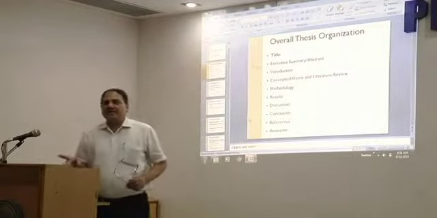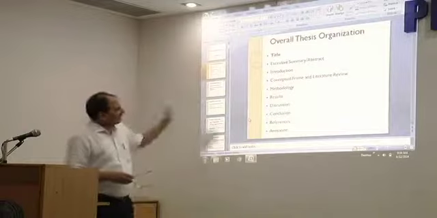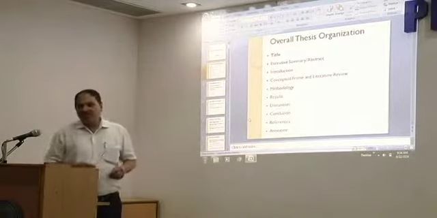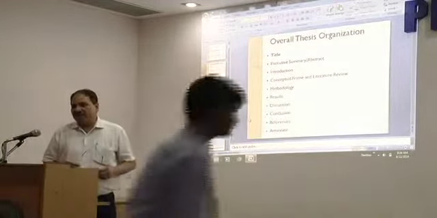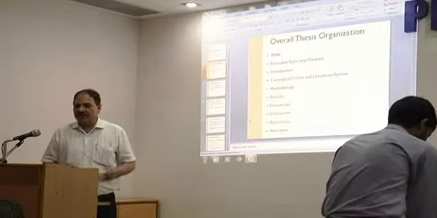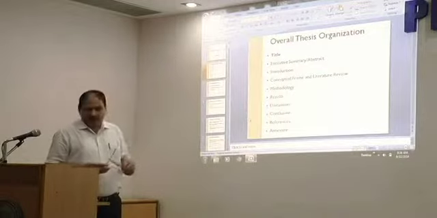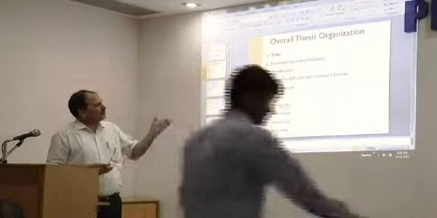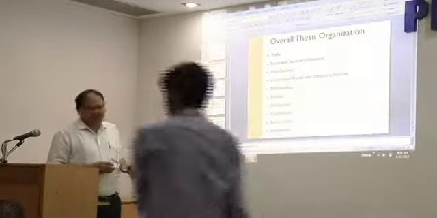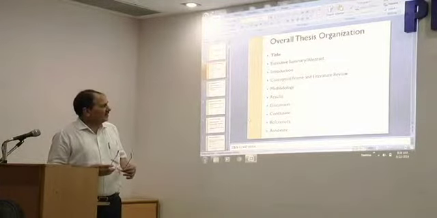Research paper or a PhD thesis. These are the areas: title, executive summary or abstract for a paper, executive summary for the thesis, introduction, conceptual frame and literature review, methodology, results.